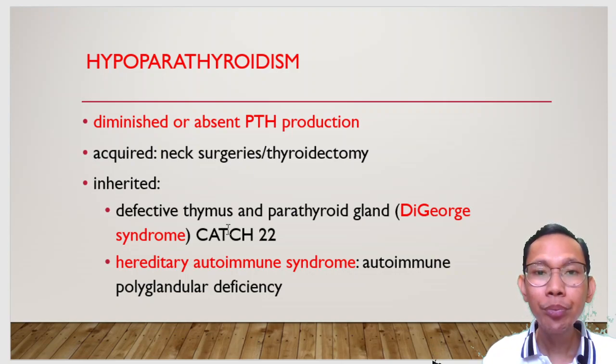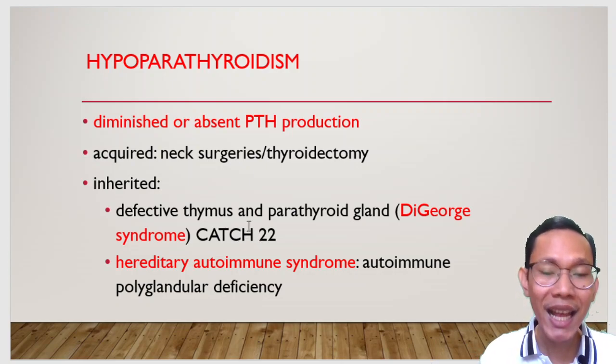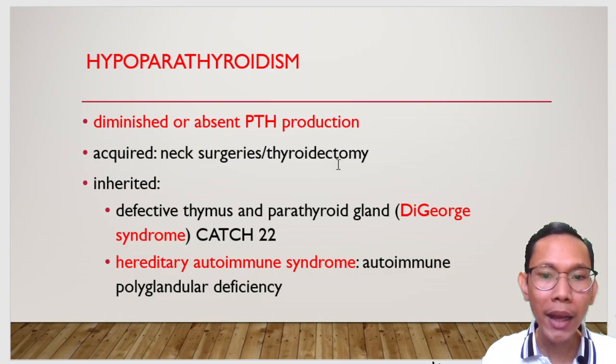T stands for thymic hypoplasia, meaning the patient has a hypoplastic thymus. So in short, if patient has a hypoplastic thymus, there will be poor differentiation of your T cells. Remember that your T cells are differentiated in your thymus gland. So without your T cells, what will be the manifestation of our patient? Our patient may have severe or recurrent infection. C stands for patient may have cleft palate. And lastly, H stands for hypocalcemia because of defective parathyroid gland.